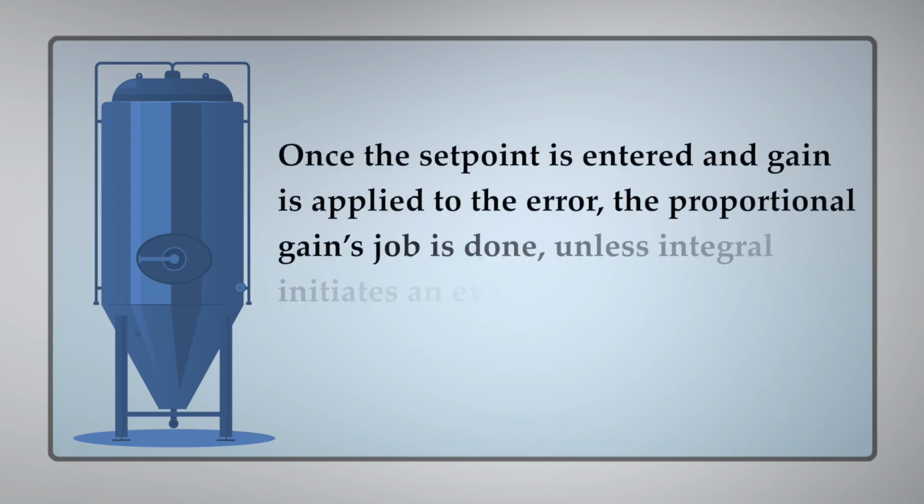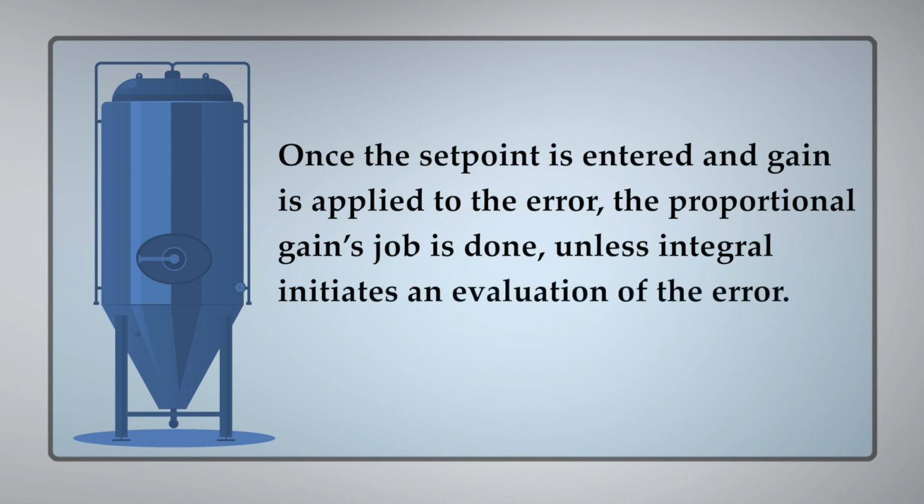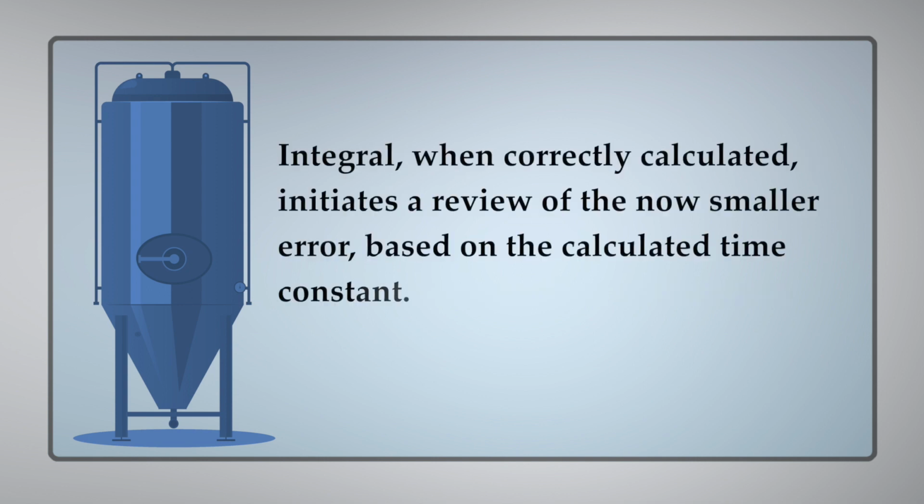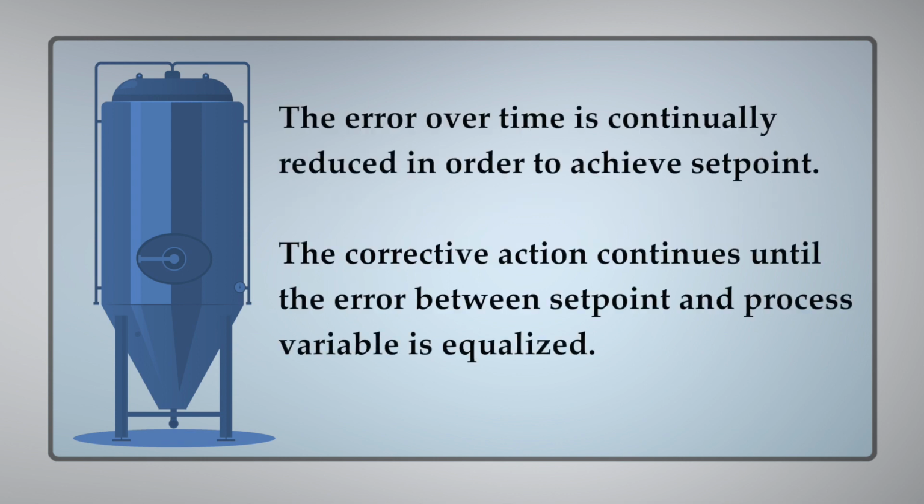Once the set point is entered and the gain is applied to the error, the proportional gain's job is done, unless integral initiates an evaluation of the error. Integral, when correctly calculated, initiates a review of the now smaller error based on the calculated time constant. The error over time is continually reduced in order to achieve set point. The corrective action continues until the error between set point and process variable is equalized.